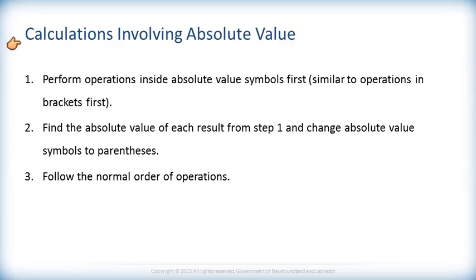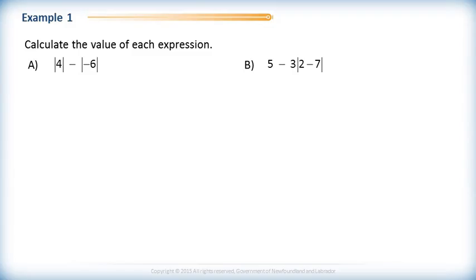Now we look at the steps for calculations involving absolute value. They're outlined here. Perform operations inside the absolute value symbols first, similar to operations in the brackets first. Find the absolute value of each result from step 1 and change the absolute value symbols to parentheses, and then follow the normal order of operations.